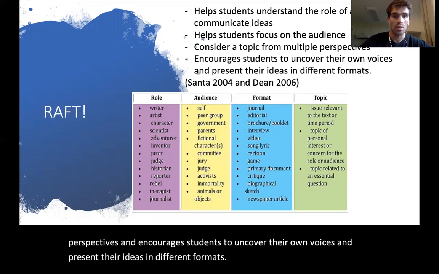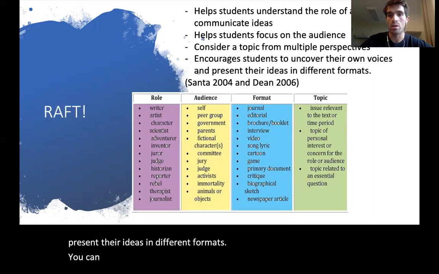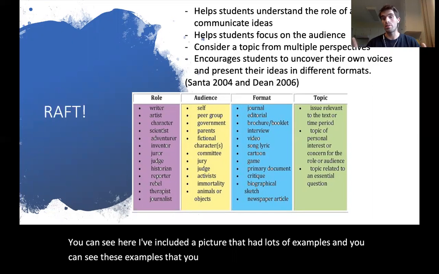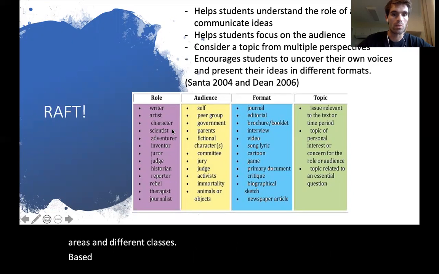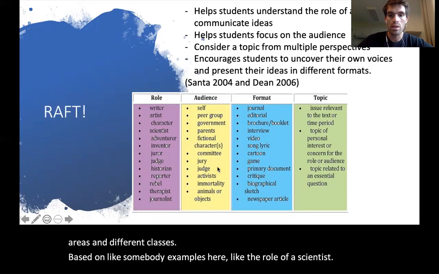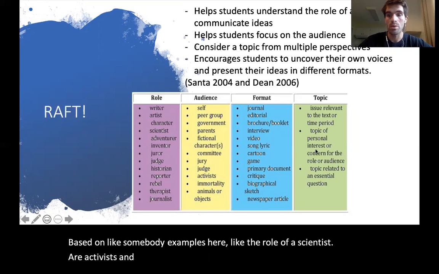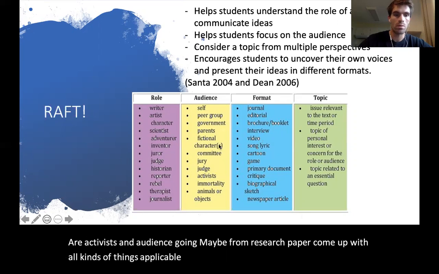And you can see here, I've included a picture that has lots of examples, and you can see in these examples that you can go through many different content areas and different classes, like the role of a scientist or activist in the audience, maybe a research paper, and come up with all kinds of things. It's applicable in every subject.